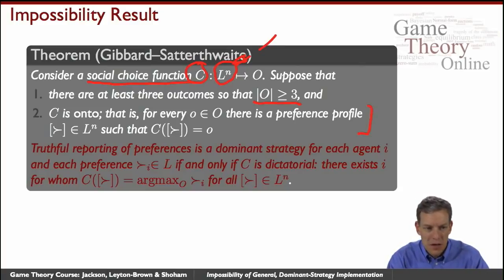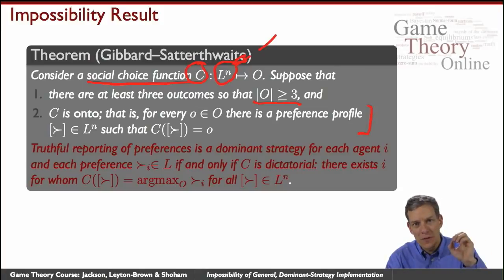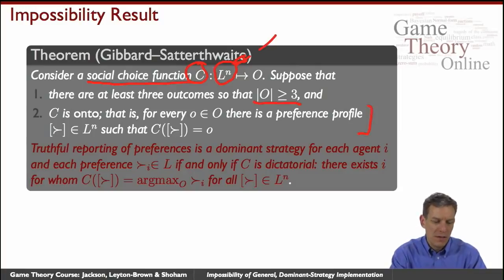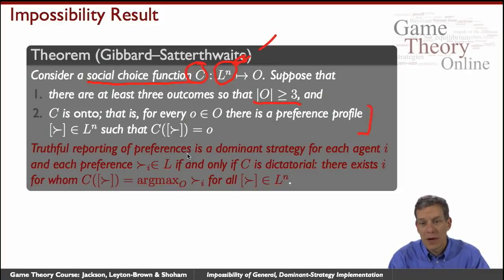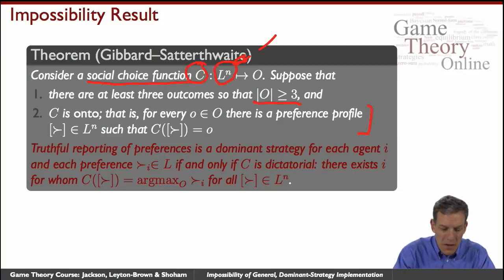And that condition can be satisfied quite easily. For instance, if you just required that your social choice function be unanimous. So if all individuals prefer the same alternative, we all say we love candidate A, then society should pick candidate A. If you put that minimal condition in, then indeed in this domain of preferences, C is going to be onto. So if we put those conditions in, then what does the theorem say? The theorem says that we're going to have the strategy proofness condition, truthful reporting of preferences as a dominant strategy for every agent at every preference profile, if and only if C is dictatorial.